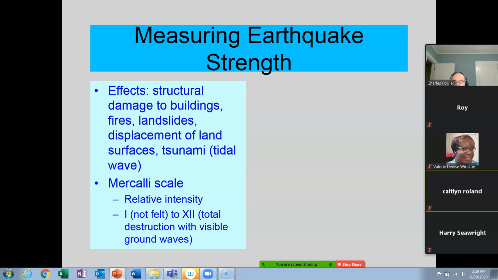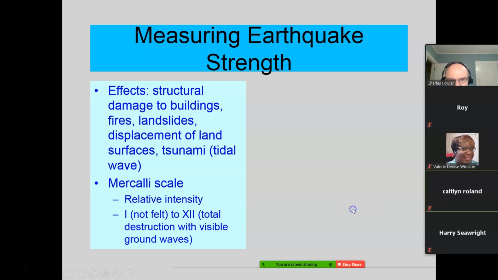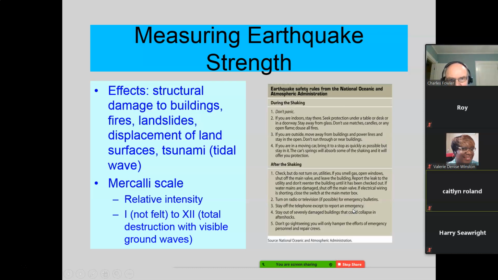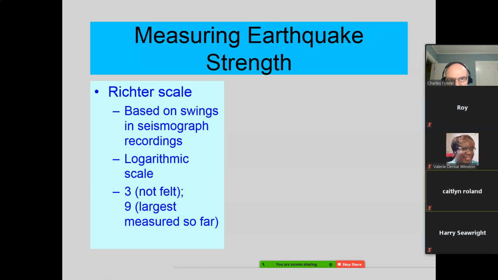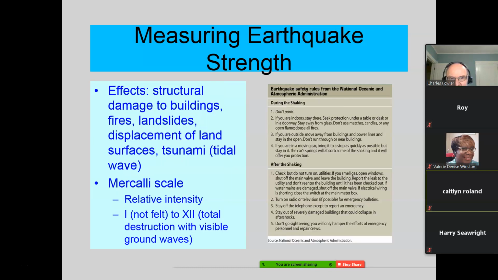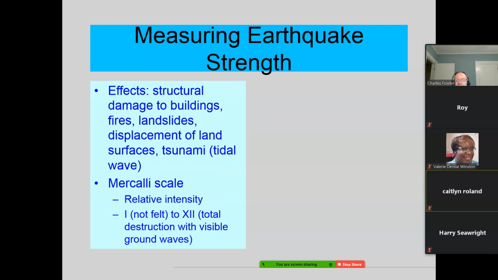Now, I'm going to give you an example of why the Mercalli scale was not a particularly great scale to use. It gave them a measure. Let's see if they say anything about it here. Oh, I can't advance until I click on the slide and then I advance. We'll come back to that later.